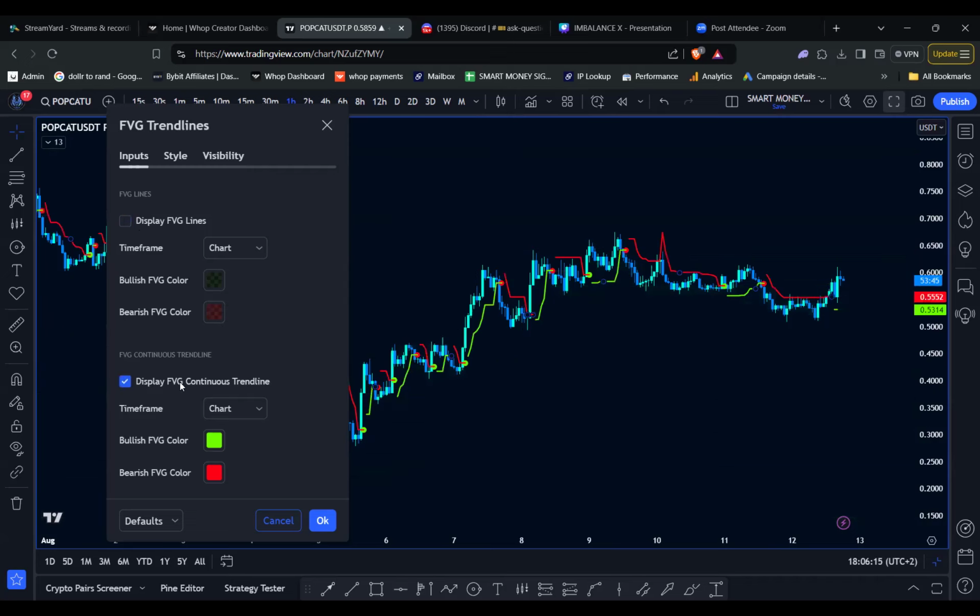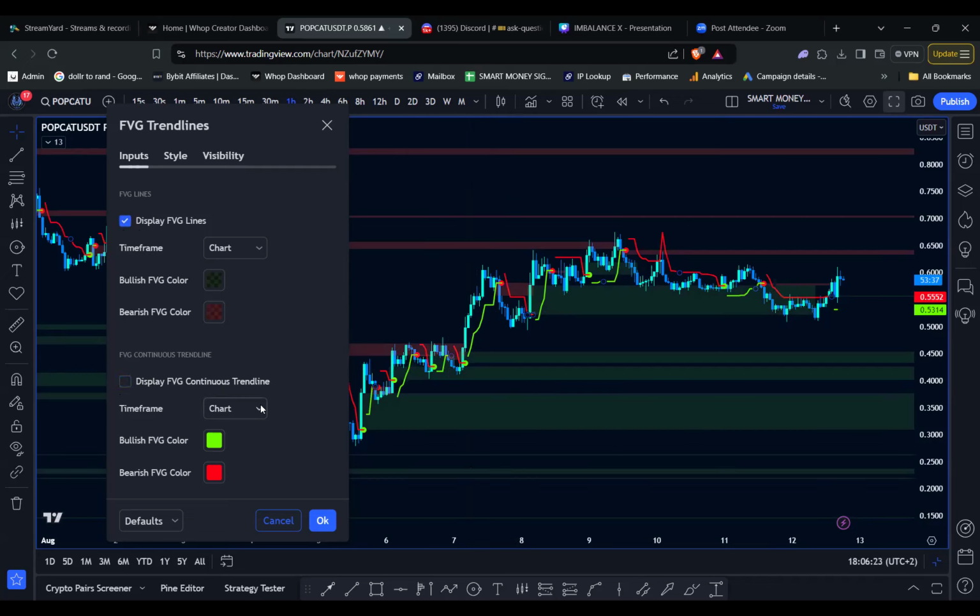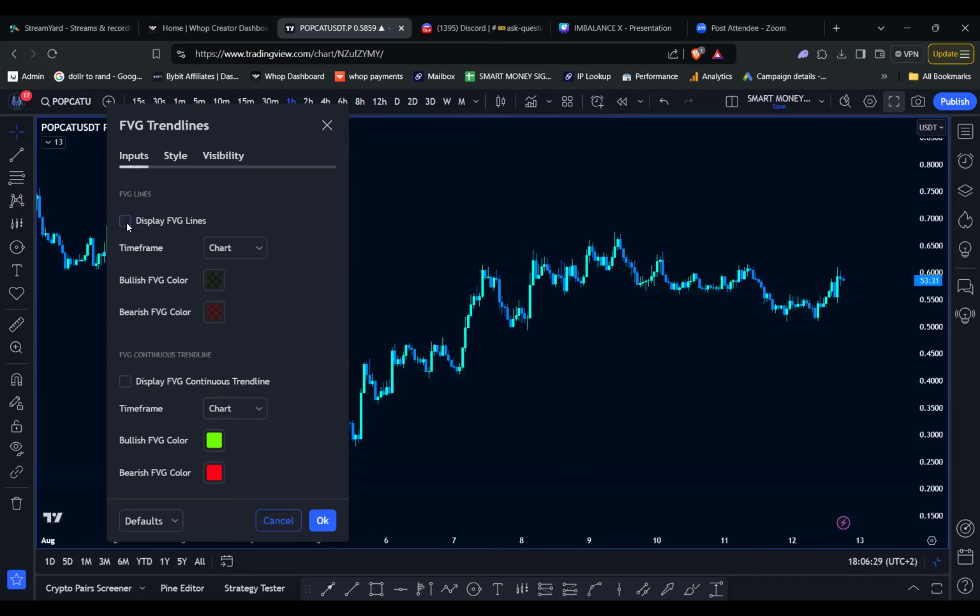This one over here, the trend line is helping us find entries, whereas the fair value gap lines are helping us find exits. So the one is good for entries, and the other one is good for exits.